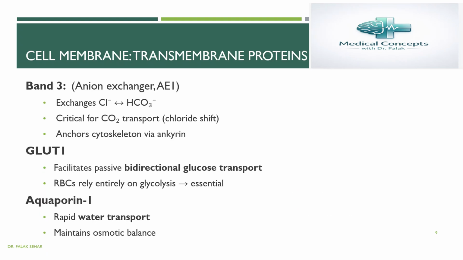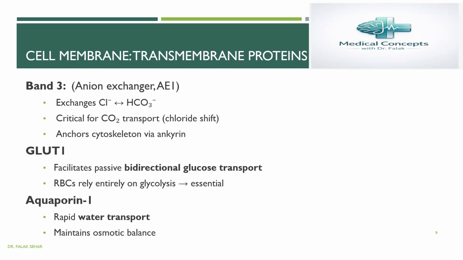Now focusing on the major transmembrane proteins of the red blood cell membrane. First, band-3, also known as the anion exchanger. Its main function is to exchange chloride and bicarbonate ions, which is essential for carbon dioxide transport in the blood, that is the chloride shift. In addition, band-3 plays a structural role by anchoring the cytoskeleton to the membrane through ankyrin.